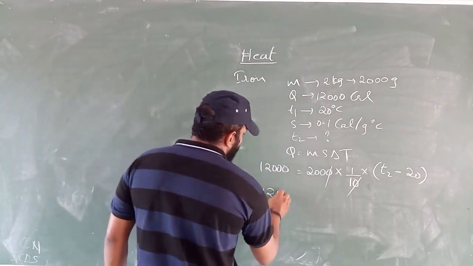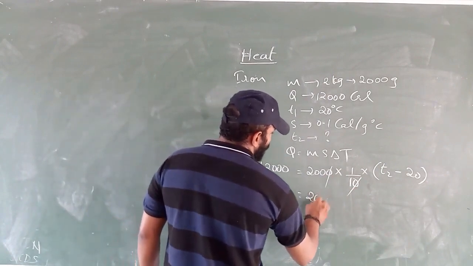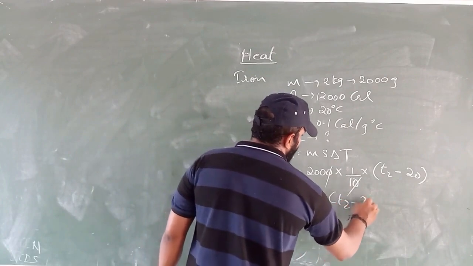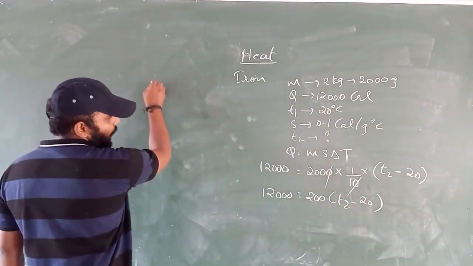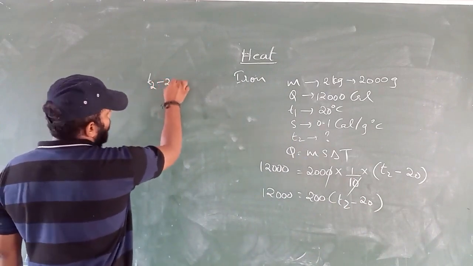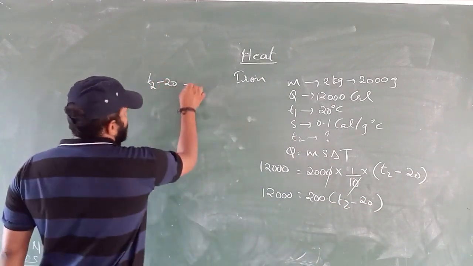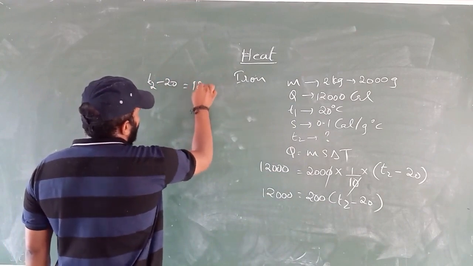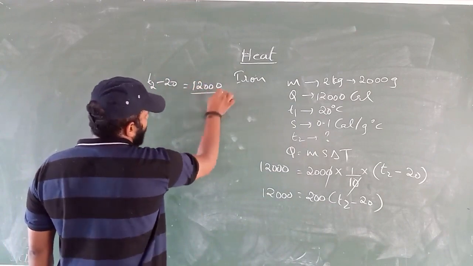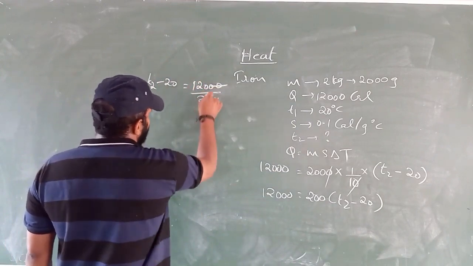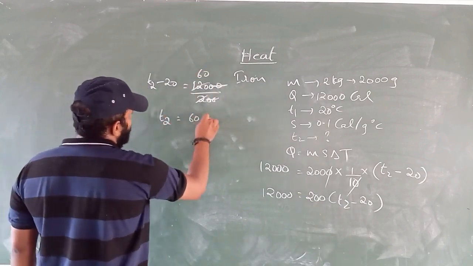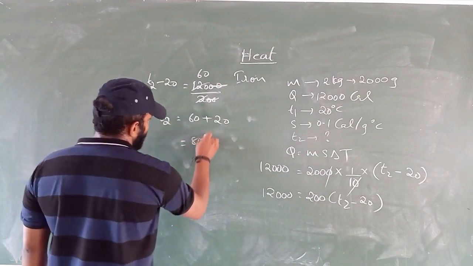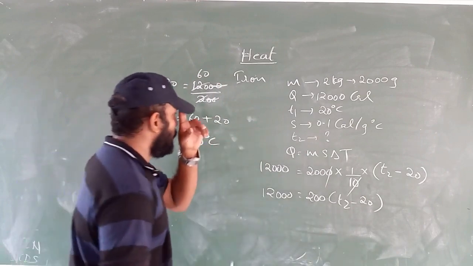12,000 is equal to 200 into T2 minus 20. You bring this 200 to the left side. What do you write? T2 minus 20 is equal to 12,000 by 200. The zeros get cancelled, so 60. Therefore T2 is equal to 60 plus 20, which is 80 degrees Celsius. Understood?